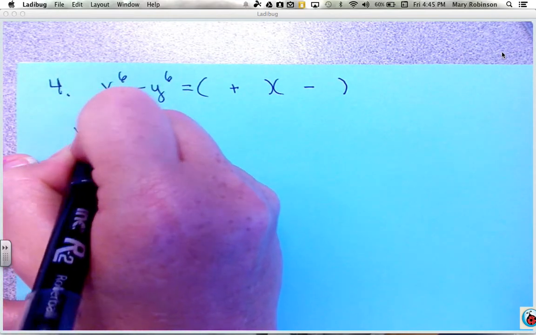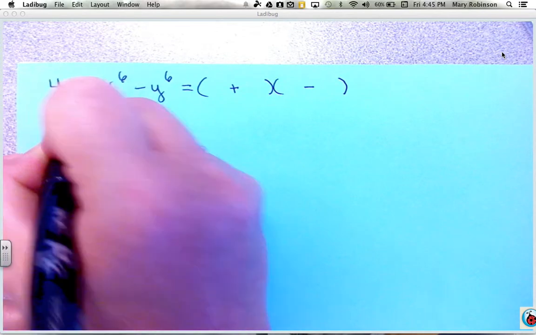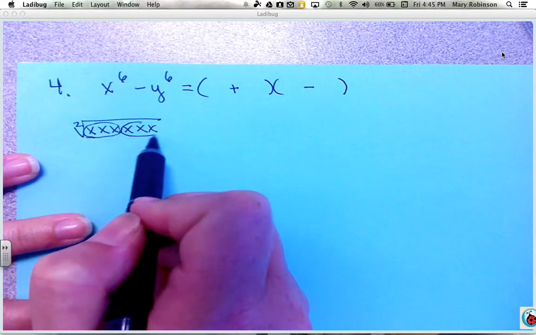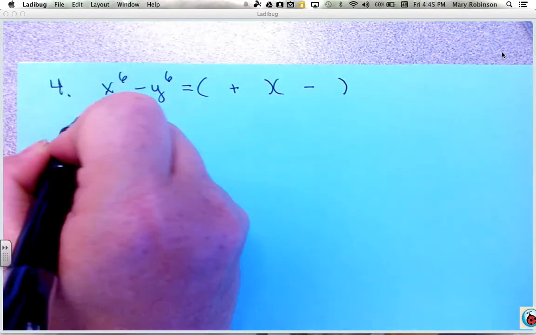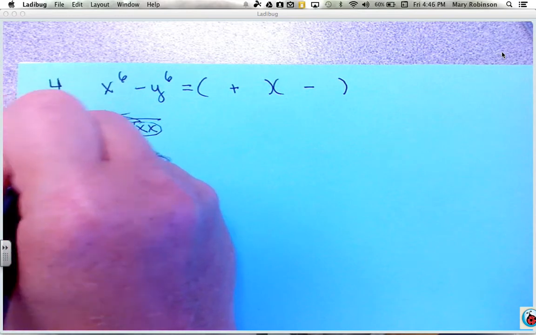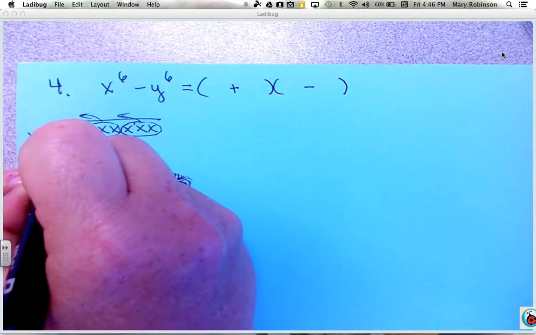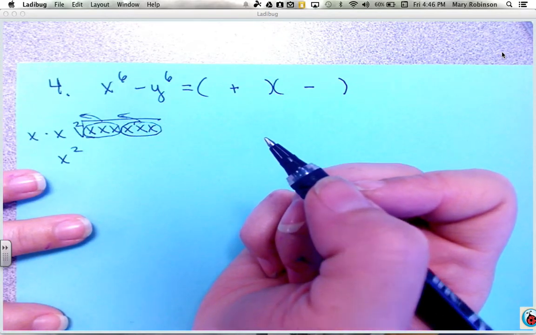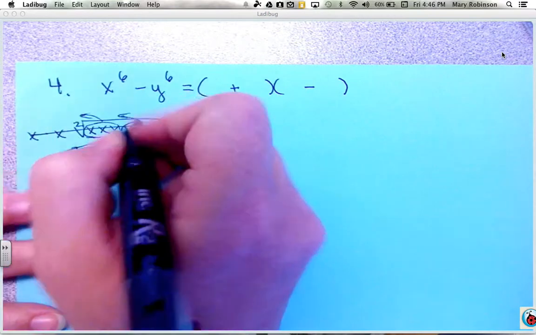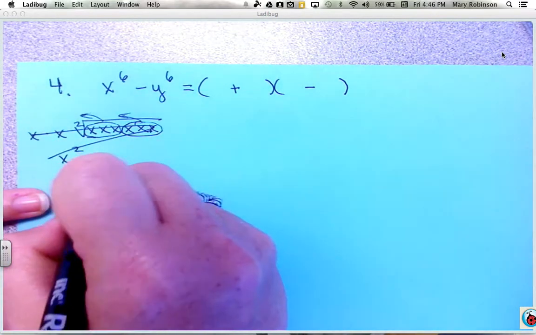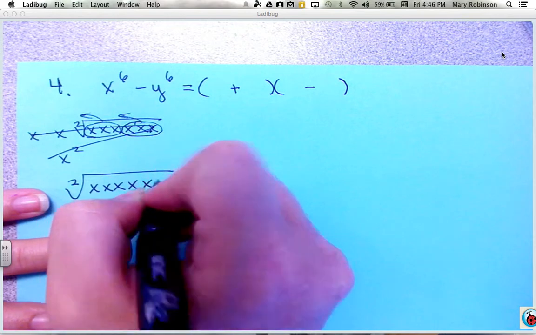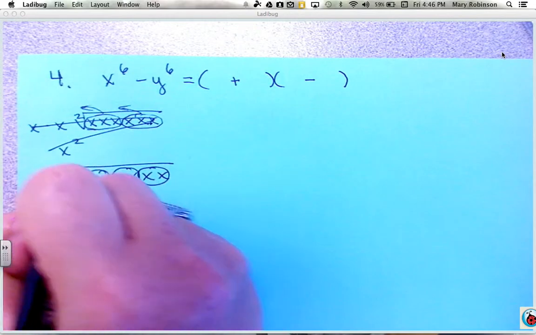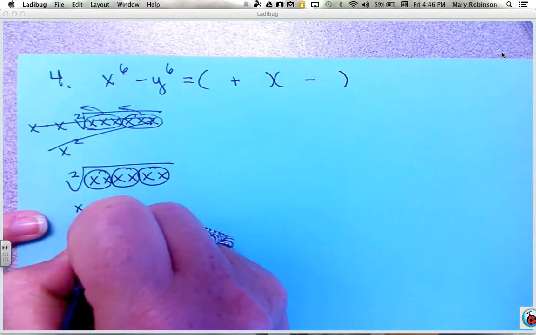If we take the square root of x to the 6th, remember when your index is 2, you're looking for pairs of the same factor. We can actually form two groups of x. So if I bring these out, I now have x times x, or x squared. I apologize, I said that all backward. If we are taking the square root, I said it right, but I wrote it wrong. We're finding groups of 2, and we have 3 groups. So that's x times x times x, or x cubed.